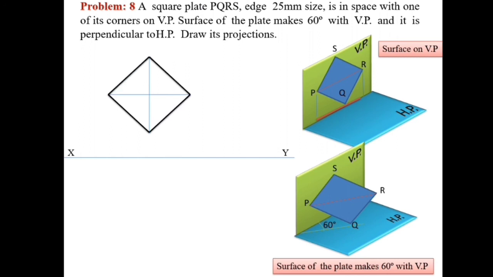This is a square. All sides are 25 mm. You draw a square, and next you locate the points P dash, Q, R dash, S dash. Here you project all the points up to the XY reference line, and you locate the points here.